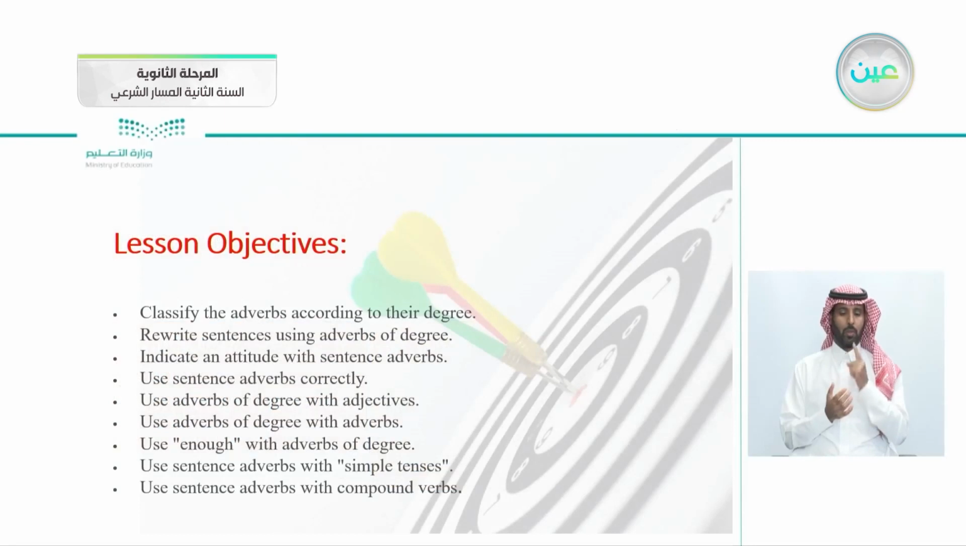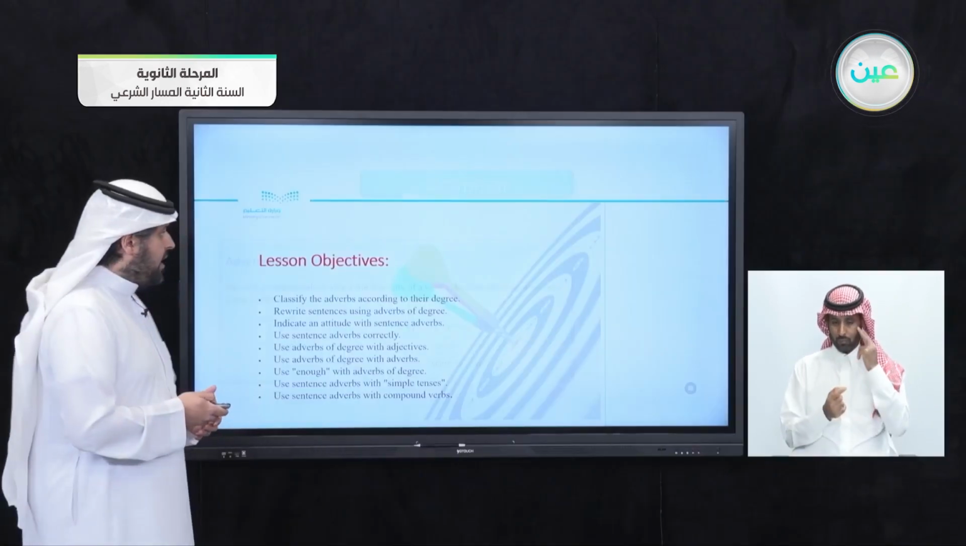So these are today's objectives: to classify the adverbs according to their degree, and rewrite sentences using adverbs of degree. We'll be taking the adverbs of degree today. Indicate an attitude with sentence adverbs. Use sentence adverbs correctly. Use adverbs of degree with adjectives. Also use the adverb of degree with adverbs. Use the word enough with adverbs of degree. Use sentence adverbs with simple tenses and with compound verbs. So these are all the objectives today, so pay attention.